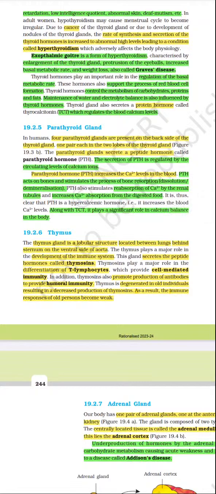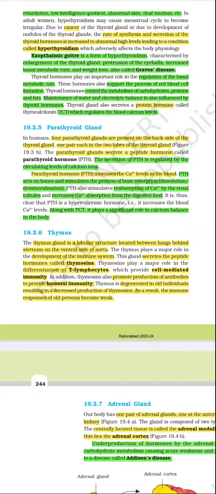In humans, four parathyroid glands are present on the backside of the thyroid gland, one pair each in the two lobes of the thyroid gland. The parathyroid gland secretes a peptide hormone called parathyroid hormone, PTH. The secretion of PTH is regulated by the circulating level of calcium ions. Parathyroid hormone PTH increases the calcium level in the blood.